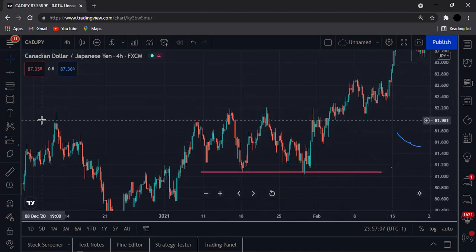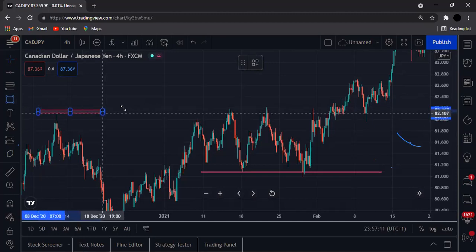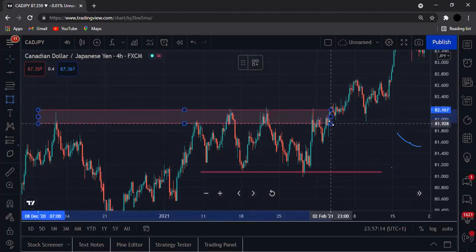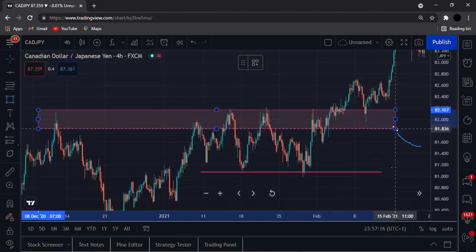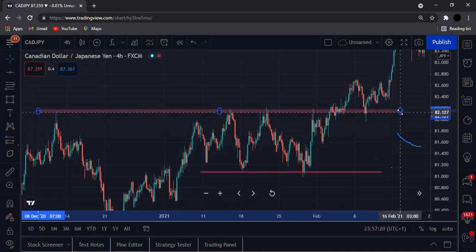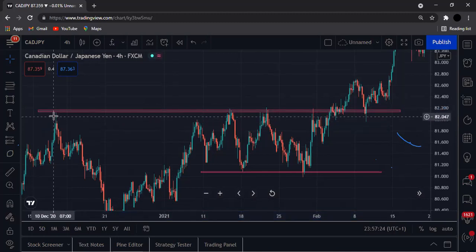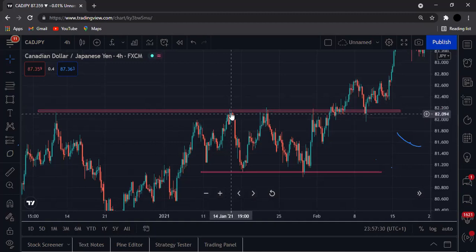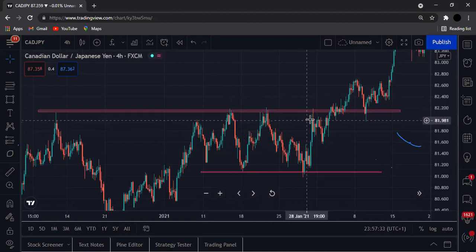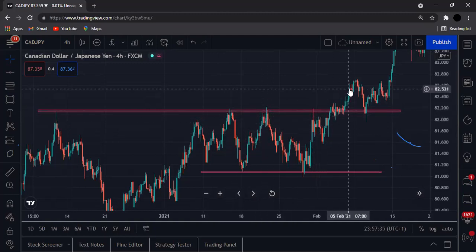And I can also see a form of resistance. Let me draw a rectangle. Can you see this? Yeah, I can see it. It tested the first time here, the second time, the third time, the fourth time, and it went up. So now it broke the structure.